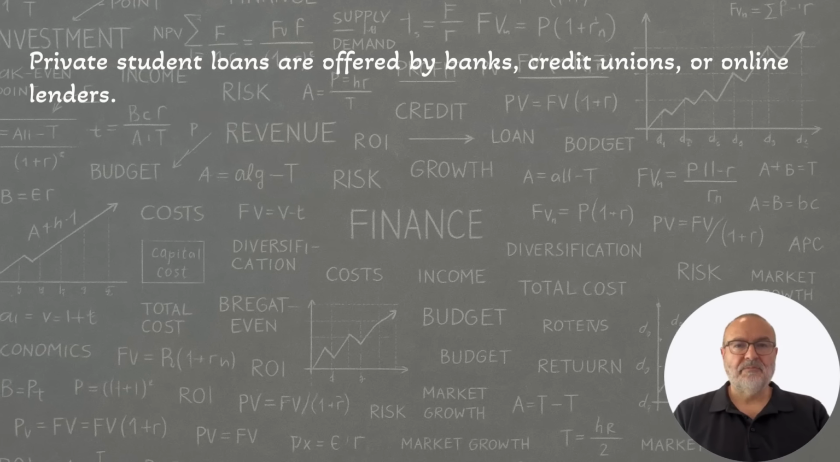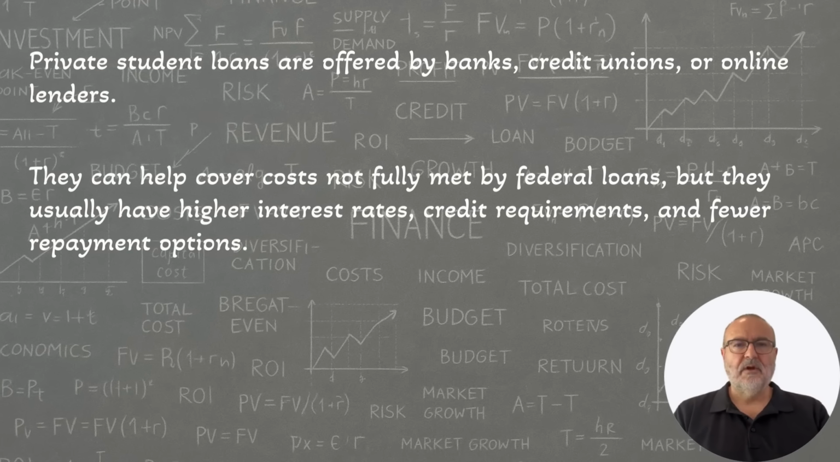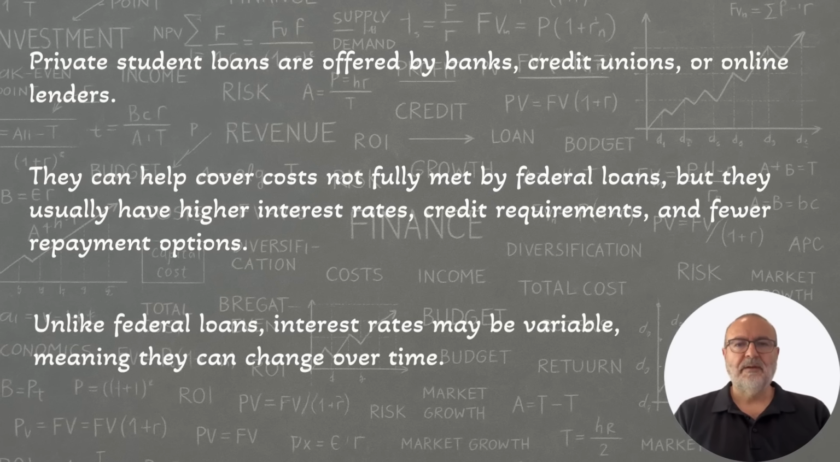Private student loans are offered by banks, credit unions, or online lenders. They can help cover costs not fully met by federal loans, but they usually have higher interest rates, credit requirements, and fewer repayment options. Unlike federal loans, interest rates may be variable, meaning they can change over time.